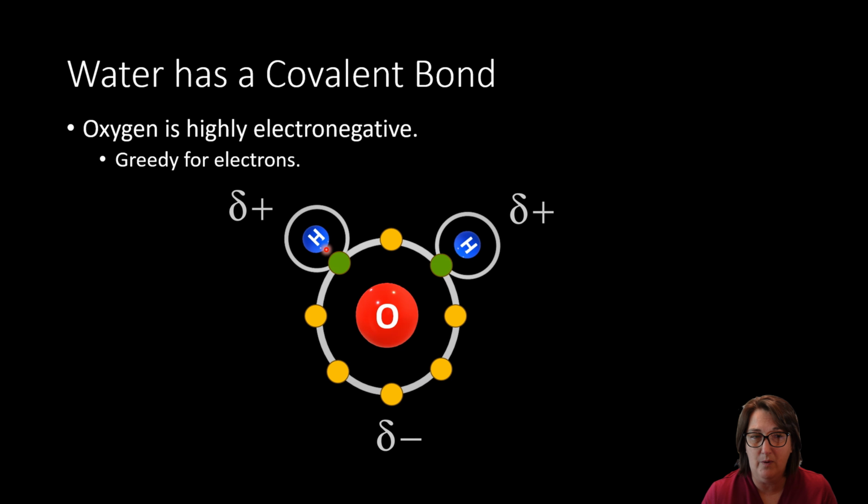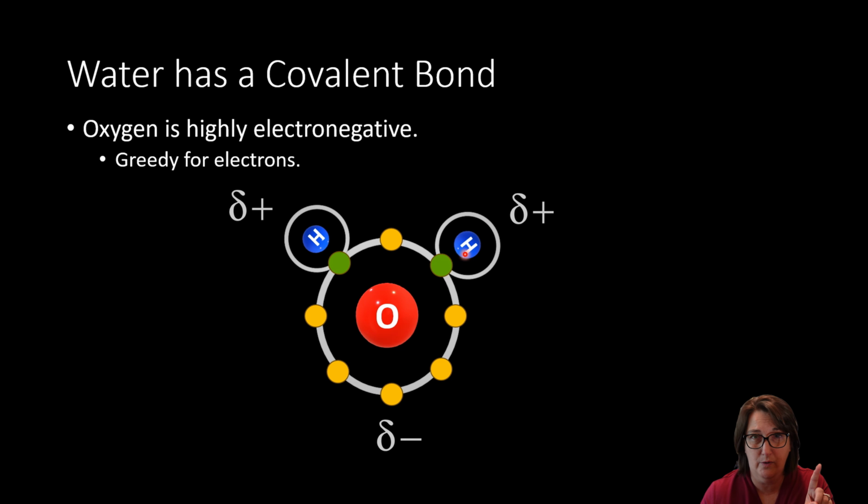But now I've brought in 2 more electrons. So now oxygen no longer has 8, it now has 10: 2 in the first ring, 6 in the second, plus 2 more. So now I have 10. I'm going to have more electrons than protons, so I'm going to have more of a negative charge.